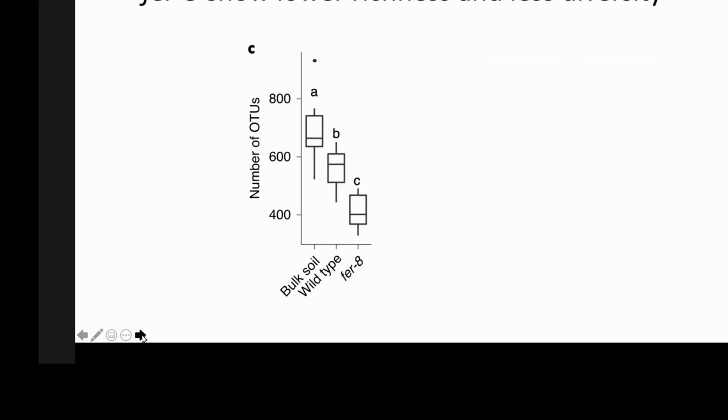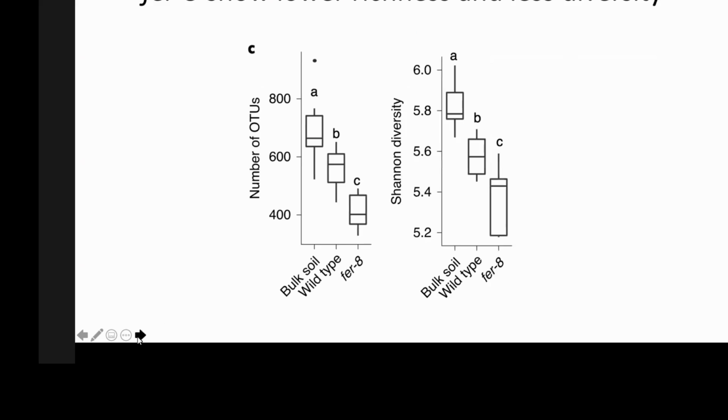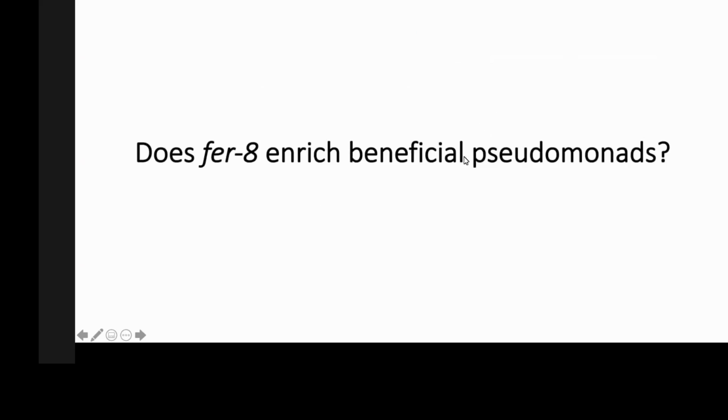However, when they looked at richness and diversity, they saw a distinction. So this is number of OTUs. And for the FAIR8 mutant, they saw that the number of operational taxonomic units was less as compared to wild type. And then when they looked at diversity, so who is there and how much of who is there, they saw that FER8 had less diversity as compared to wild type. And what I will say is that I think I took out these data, but they saw that there was an enrichment of Pseudomonas present in FER8 as compared to wild type.